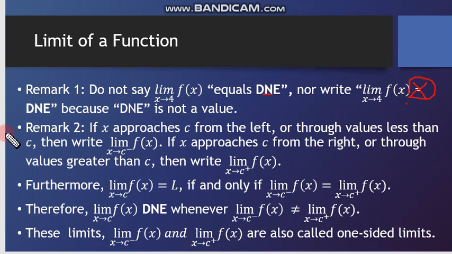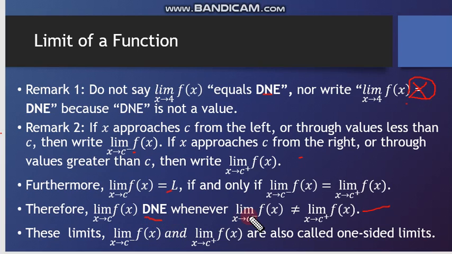Okay? Next is, if x approaches c from the left or through values less than c, then write the limit of f of x as x approaches c negative. On the other hand, if x approaches c from the right or through values greater than c, then write the limit of f of x as x approaches c positive. And furthermore, the limit of f of x as x approaches c is equal to L if and only if the limit of f of x as x approaches c negative is equal to the limit of f of x as x approaches c positive. If they are not equal, we put DNE.